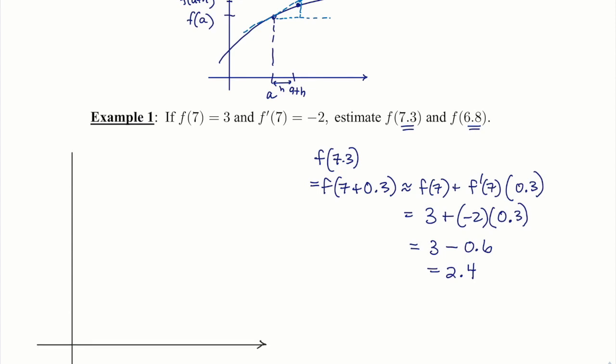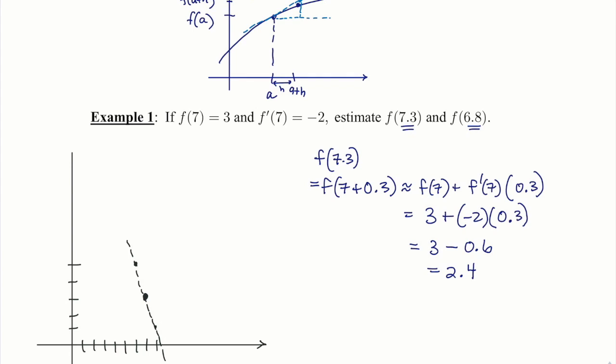Okay, so we're told that f of 7 is 3. So we have this point on our function, and we also know that the tangent line to the function at x equals 7 has slope negative 2. So if I move back 1, I'm going to go up 2, and if I move to the right 1, I'm going to go down 2. So this would be the tangent line to the graph of f at that anchor point 7, 3.